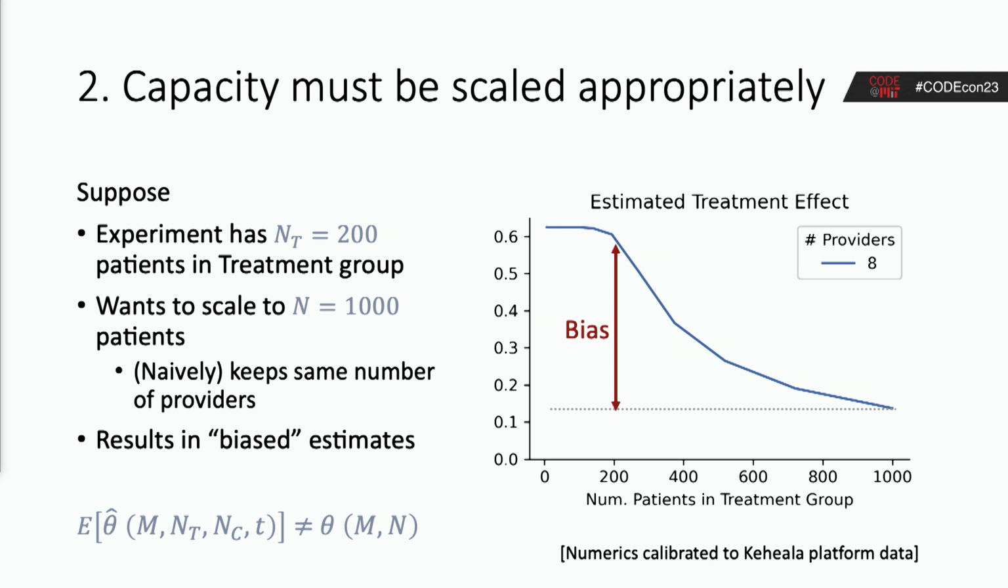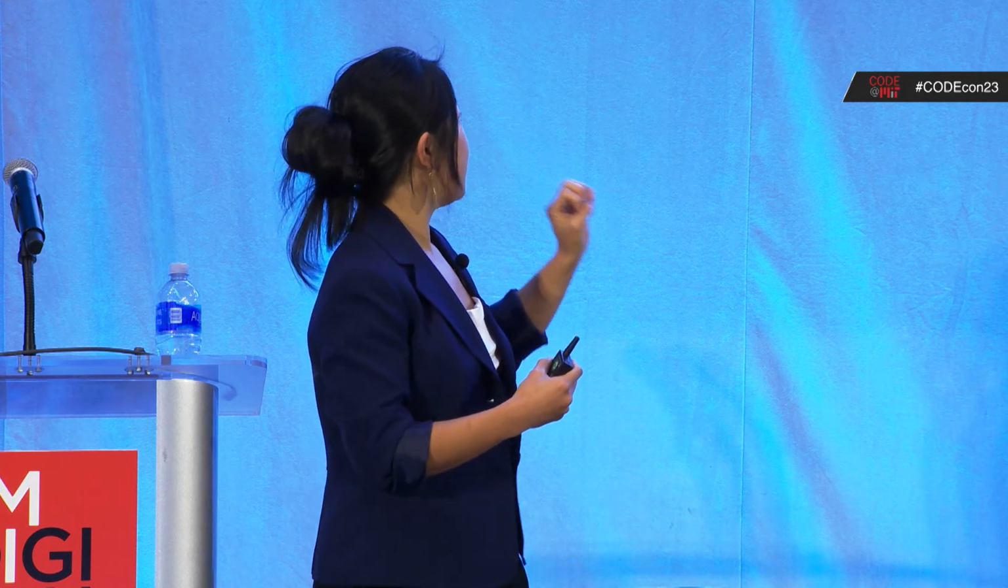I put bias in quotations here because it's a strange type of bias. It's bias because you might not be careful in defining exactly what intervention you're thinking about. This intervention is really a function of m and n. Your estimand is a function of m and n, and so is your estimator, and you just really have to be careful that you're thinking about this appropriately.